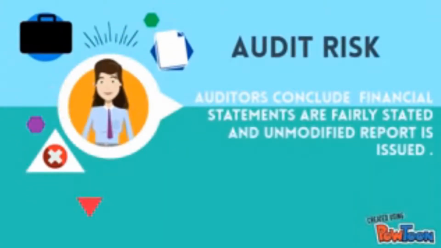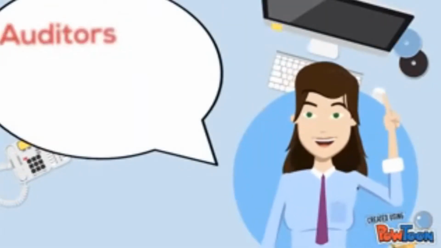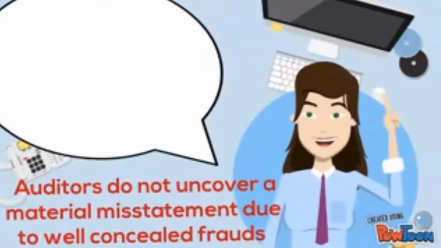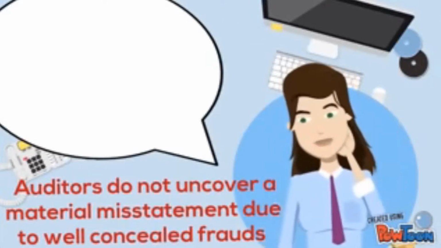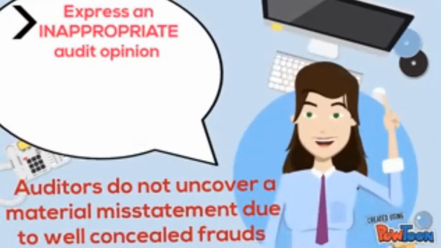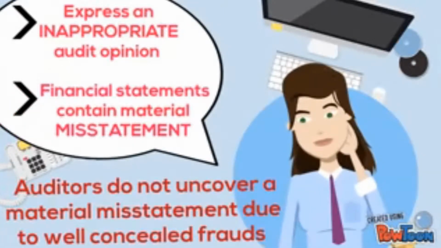So everyone, what is audit risk? Audit risk is a risk that an auditor will conclude financial statements are fairly stated and an unmodified report is issued, when in fact they are materially misstated. For example, the auditors do not uncover a material misstatement due to well-concealed frauds. Therefore, a simple definition of audit risk is when the auditor expresses an inappropriate audit opinion and the financial statements contain material misstatement.